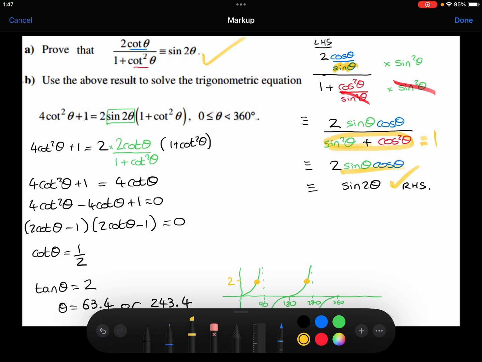Right, part B says to use the result above to solve this trigonometric equation. And as you can see, I've seen that we've got a sine 2 theta written in here, which is what I had here. So I've decided to replace that with this 2 cot theta over 1 plus cot squared theta. So that's gone there.